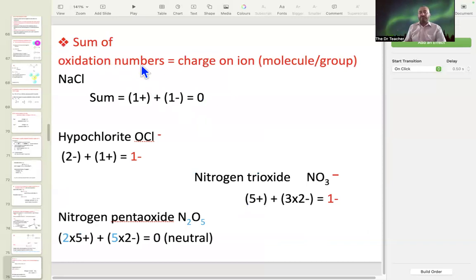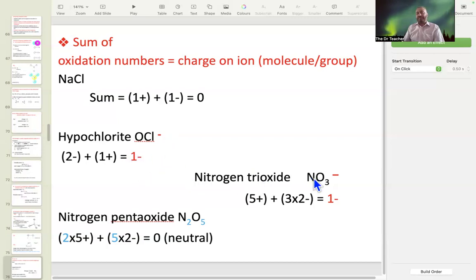Okay, oxidation numbers equal the charge on an ion, molecule or a group. NaCl: sodium is +1, chlorine is -1, together they become 0, neutral. Hypochlorite: oxygen is -2 and the overall charge is -1, so chlorine becomes +1.